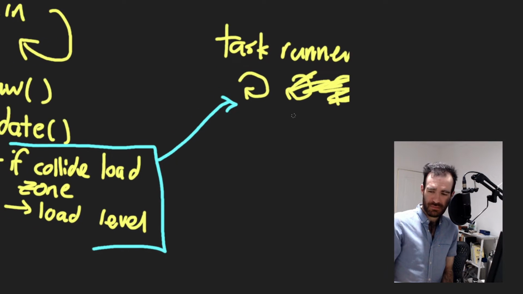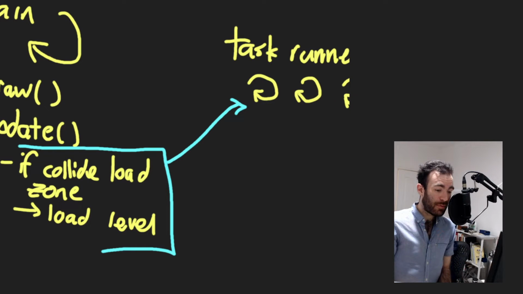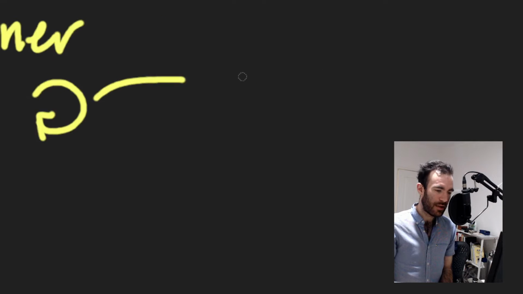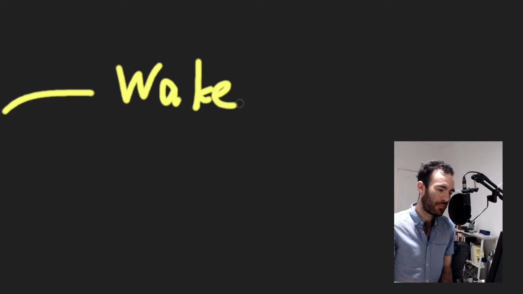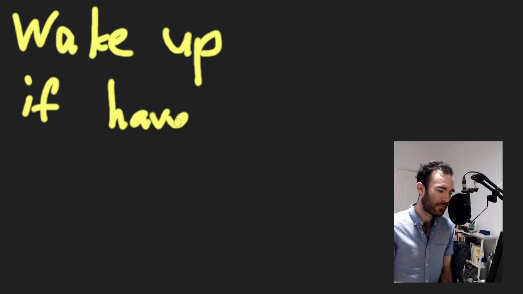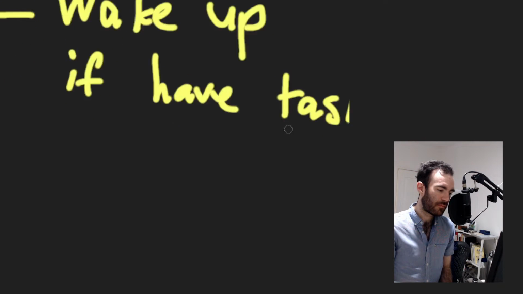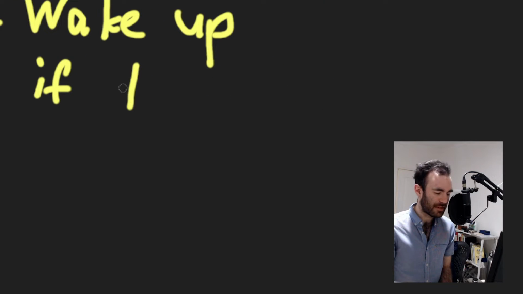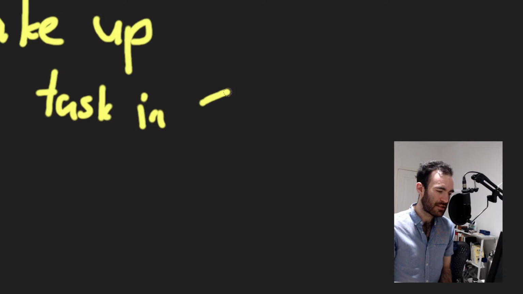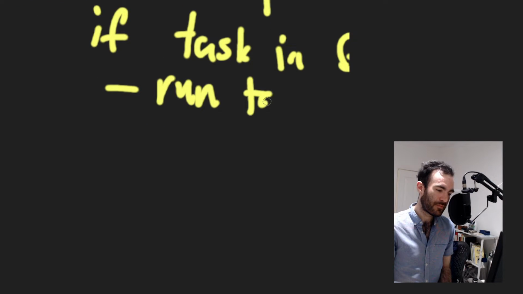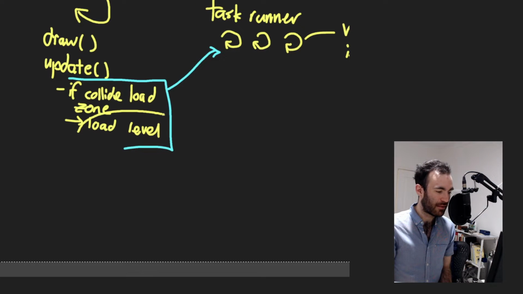Maybe we'll just start with one thread. That might make more sense, or it might not. We probably want to build it with the idea that it could have many. So the idea with Task Runner is, each one of these threads is going to wake up, and if there's a task in the queue to pick up, then run the task. Where a task can be something like load level X.